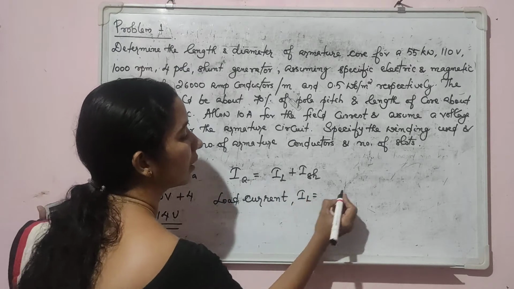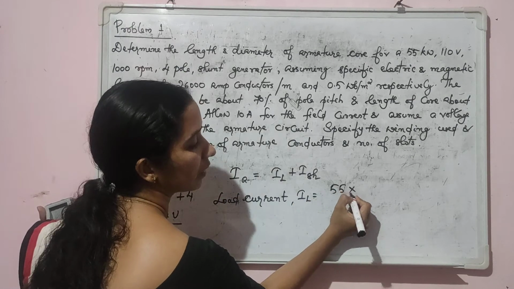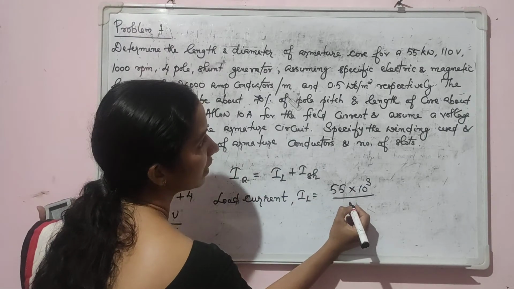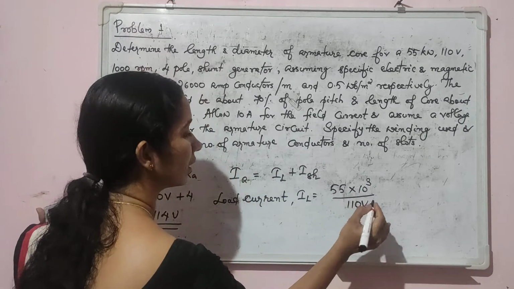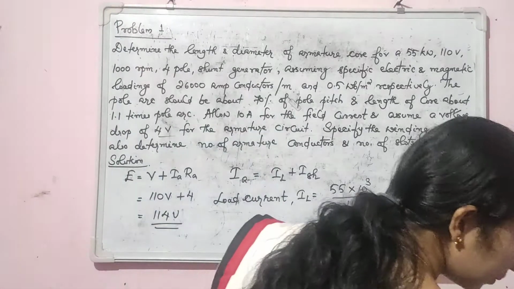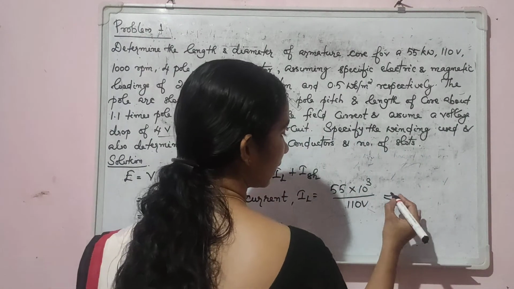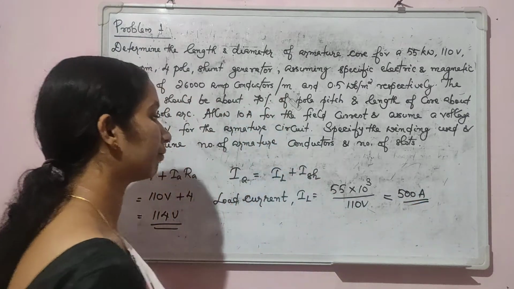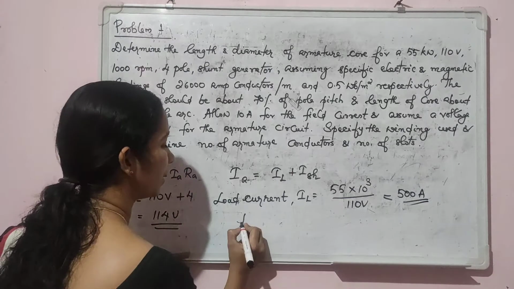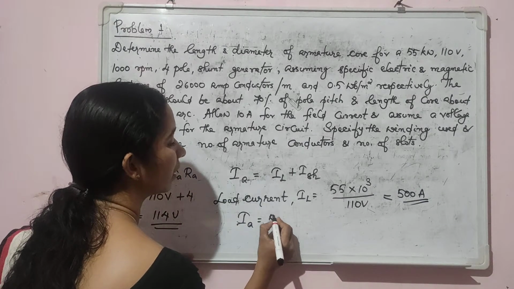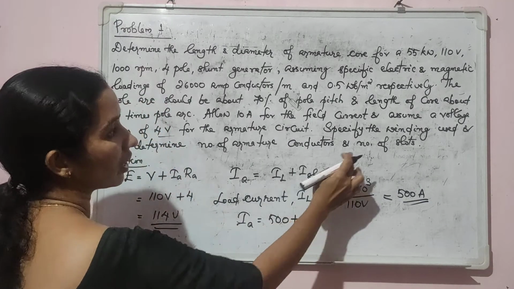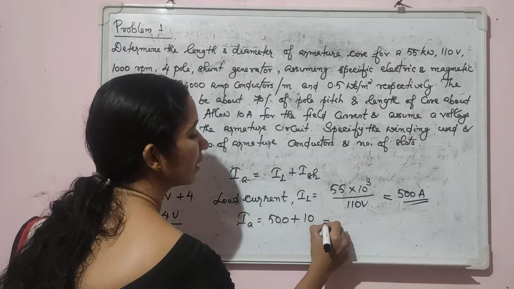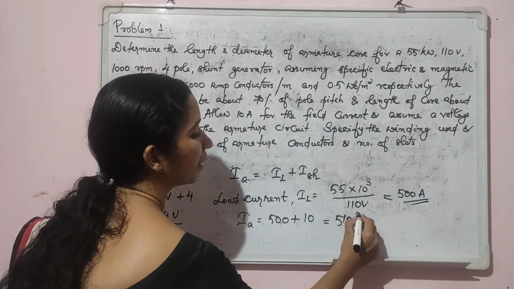Load current will be 55 kilowatt. So 55 into 10 raised to 3 divided by voltage, which is 110 volt, and the answer will be 500 ampere. So this is the value of load current. So armature current will be 500 plus the shunt field current, which is given as 10 ampere. So 500 plus 10 is equal to 510 ampere.